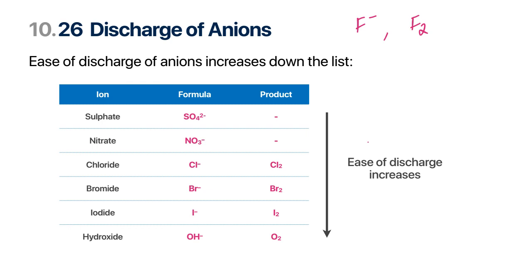Now notice one thing, more often than not, it will always be the hydroxide ion. When in doubt, just go with the hydroxide ion because it's the most likely to discharge. But the only caveat is, remember the concentration part? If it's concentrated, then it's not hydroxide. It's whatever the other ion is. Let's take a look.